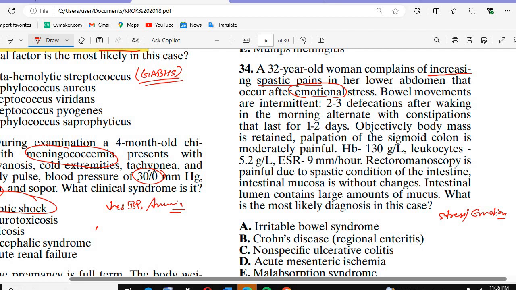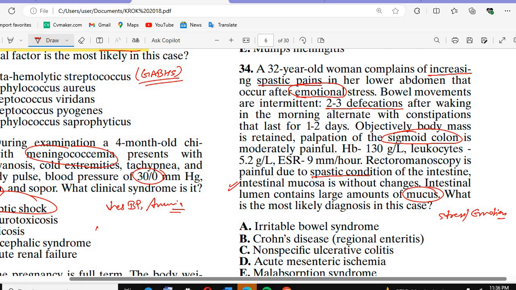Bowel movements are intermittent. Usually you will see 2 to 3 defecations after waking up in the morning, alternating with constipation. Body mass is retained. Palpation of the sigmoid colon: mainly the large intestine is affected, and it is painful due to the spastic condition in the intestines. In irritable bowel syndrome you will see spastic movement, and the mucosa will not be involved. The lumen contains a large amount of mucus. What is the most likely diagnosis?